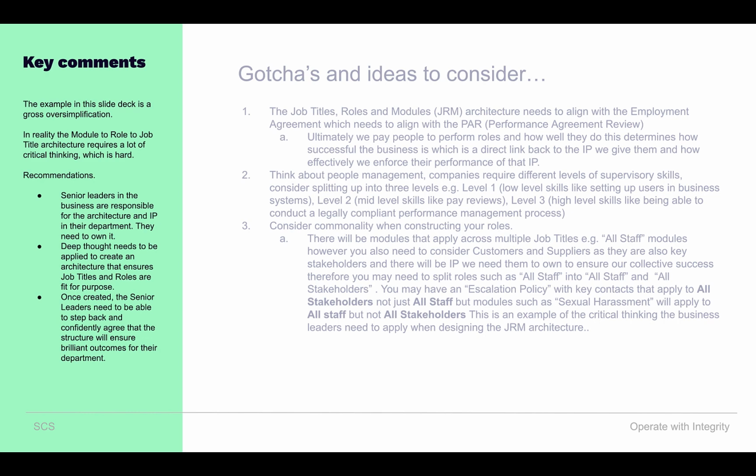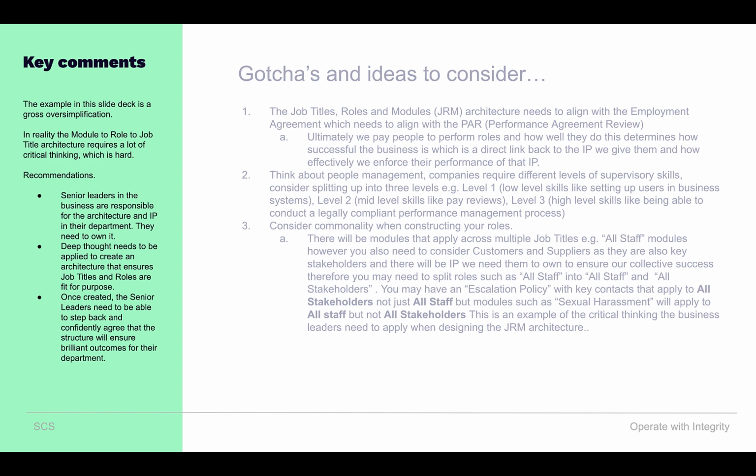One of the really good things about the LMS is it's fluid, it's dynamic, and it evolves over time. As we find issues, we go back and we tweak the structure and we make it better and better over time. Here are some gotchas and some ideas to consider. Firstly, the job titles, roles and modules, JRM, architecture needs to align with the employment agreement, which needs to align with the PAR, performance agreement review. Ultimately, we pay people to perform roles, and how well they do this determines how successful the business is, which is a direct link back to the IP we give them and how effectively we enforce their performance of that IP, which we're going to close on in this presentation.